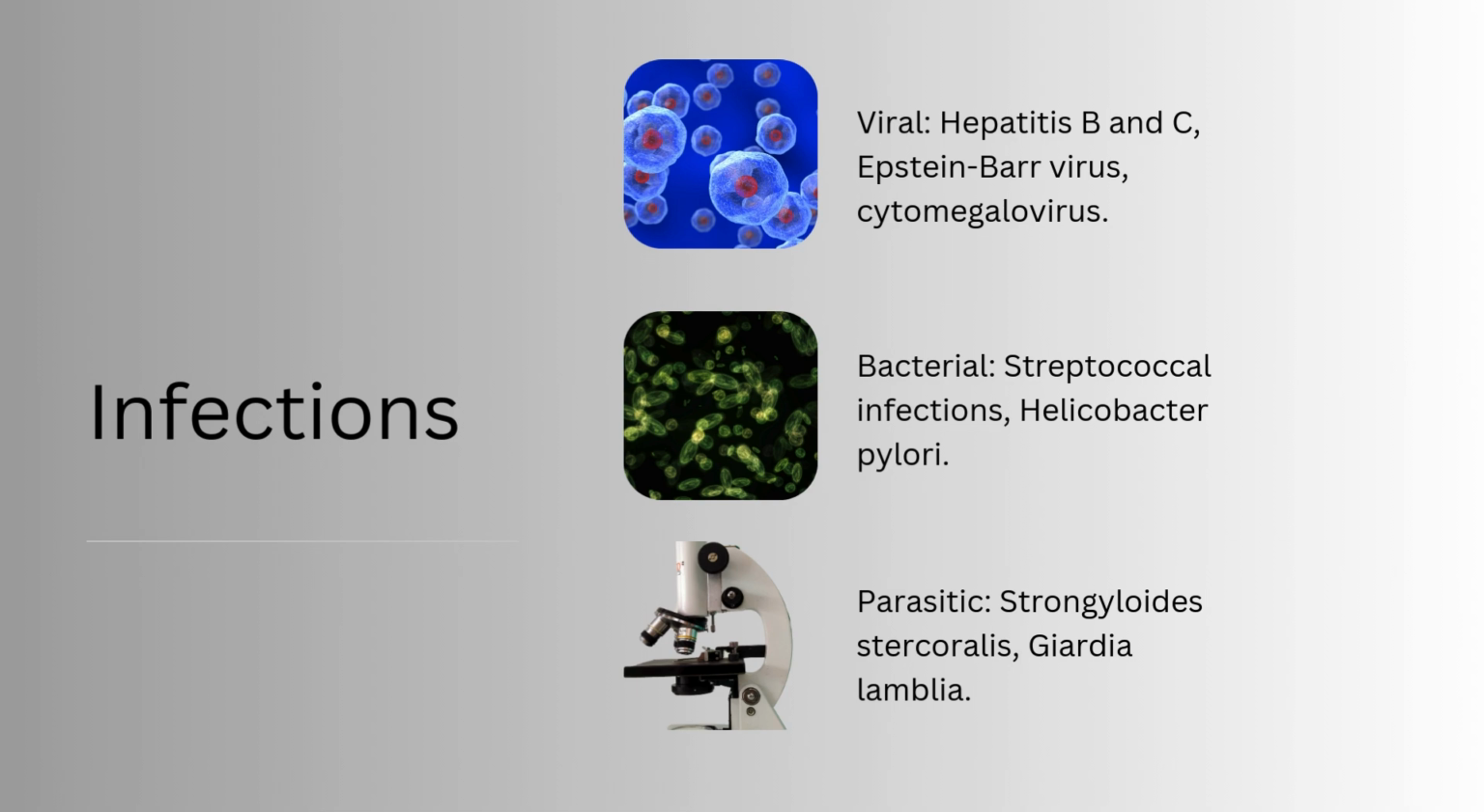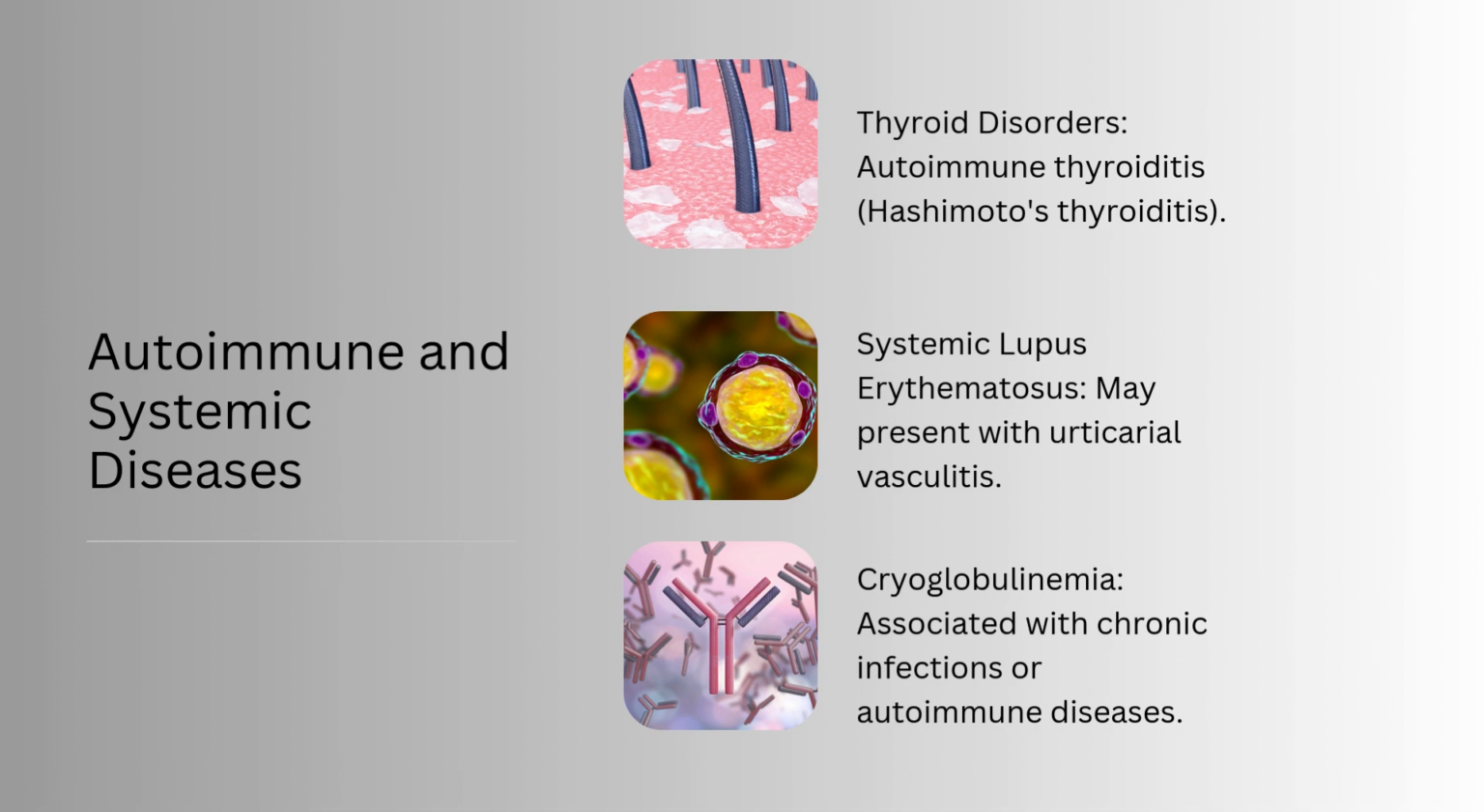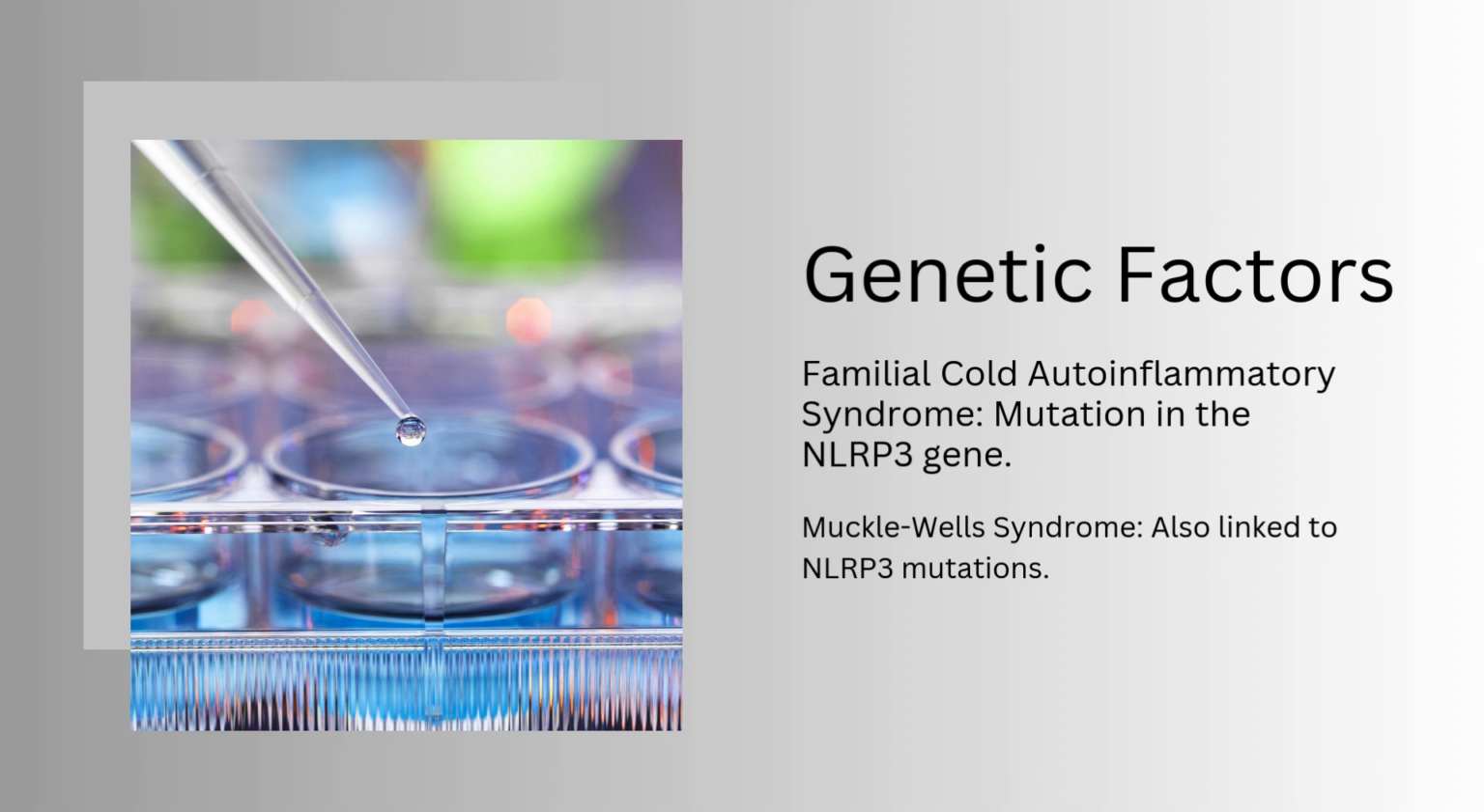Shifting gears, we find that autoimmune and systemic diseases contribute significantly. Thyroid disorders, notably autoimmune thyroiditis, Hashimoto's thyroiditis, are strongly associated with chronic urticaria. Systemic lupus erythematosus may present with urticarial vasculitis, highlighting the systemic nature of some urticarial cases. Cryoglobulinemia, often tied to chronic infections or autoimmune conditions, is another associated condition to consider. Genetic factors also play an integral role. Familial cold autoinflammatory syndrome, a rare disorder, arises from mutations in the NLRP3 gene, which affects innate immunity. Muckle-Wells syndrome, another NLRP3-related condition, presents with recurrent fevers, urticaria, and systemic amyloidosis.